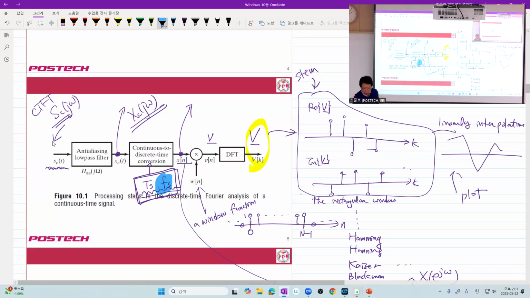And in most of the literature, such a filter is abbreviated to AAF, anti-aliasing filter. Ready? And this filtered signal is still continuous. So x sub c is then CT to DT converted by a uniform sampler. Here, the sampler is assumed to have sampling frequency f sub s.